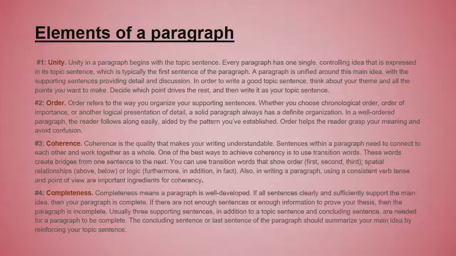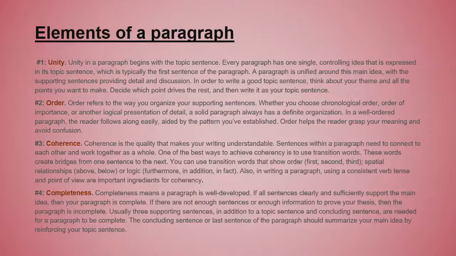So the first element of a paragraph is unity. Unity in a paragraph begins with the topic sentence. Every paragraph has one single controlling idea that is expressed in its topic sentence, which is typically the first sentence of the paragraph. A paragraph is unified around this main idea, with the supporting sentences providing detail and discussion. In order to write a good topic sentence, think about your theme and all the points you want to make. Decide which point drives the rest and then write it as your topic sentence.